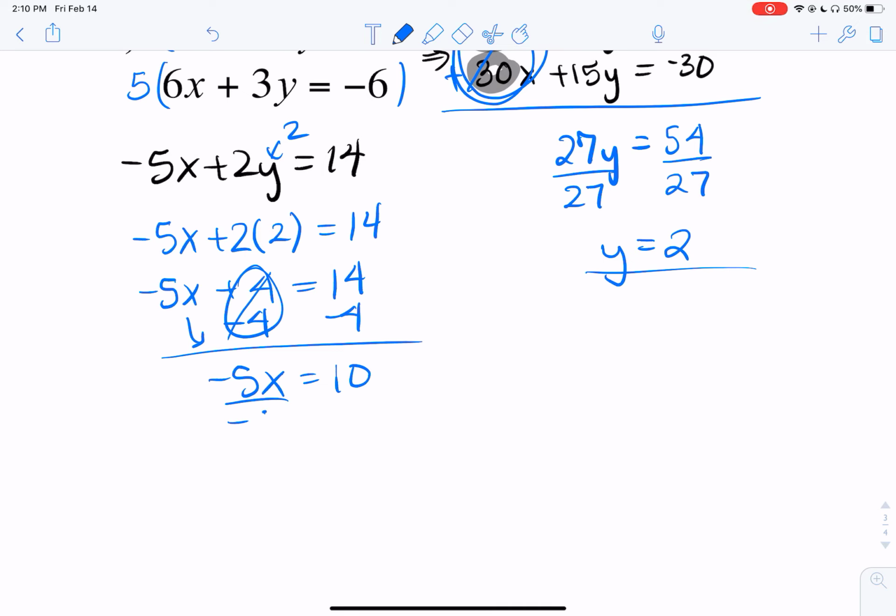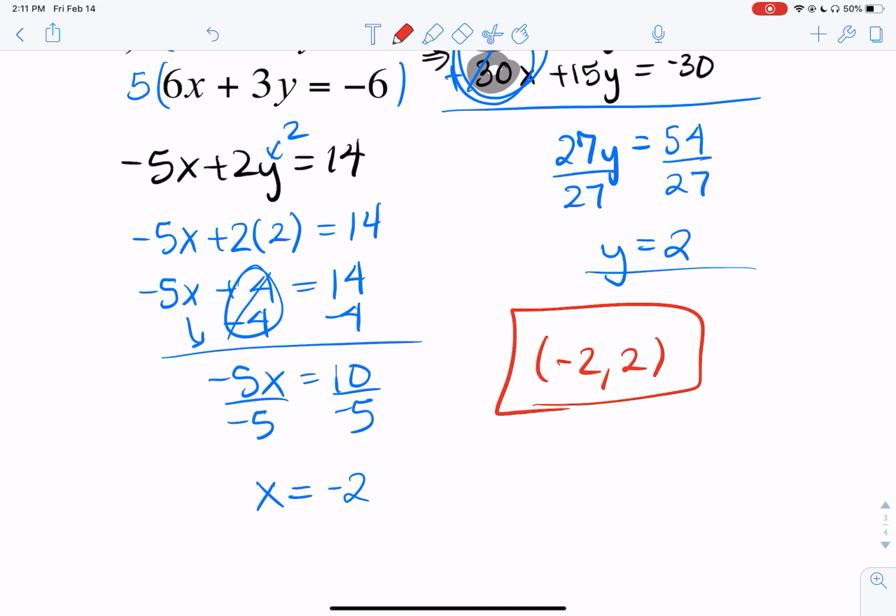So dividing, we would see that the value of x has to be negative 2. Negative 5 times negative 2 is 10. So here's your x value. Let me use the color red. So our x value is negative 2, our y value is positive 2, and that's going to be the solution to the system.